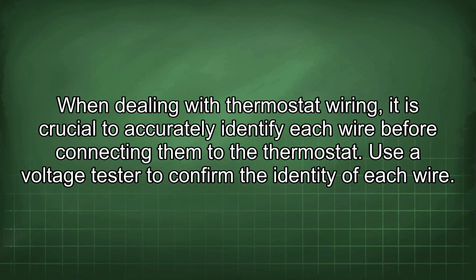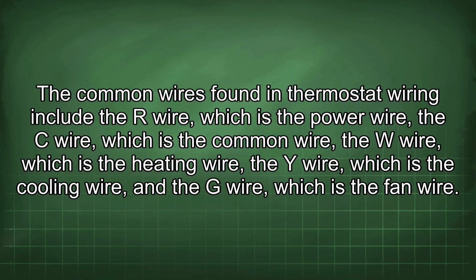When dealing with thermostat wiring, it is crucial to accurately identify each wire before connecting them to the thermostat. Use a voltage tester to confirm the identity of each wire. The common wires found in thermostat wiring include the R wire, which is the power wire, the C wire, which is the common wire, the W wire, which is the heating wire, the Y wire, which is the cooling wire, and the G wire, which is the fan wire.